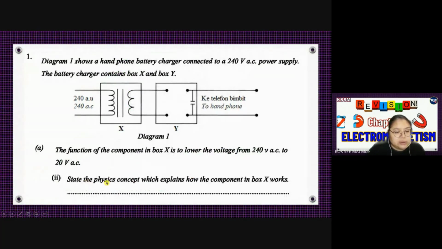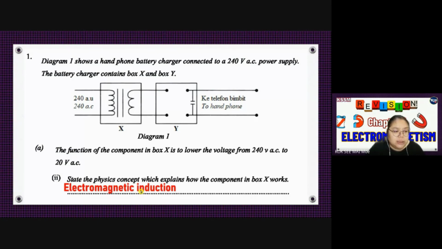State the physics concept which explains how the component box X works. So that means the transformer, we're using what concept? Okay, the concept is you need to generate the electricity. That means you need to cut the magnetic flux. Then finally the secondary circuit can get the current. So that one comes from electromagnetic induction. Okay, this one is the concept for the transformer.